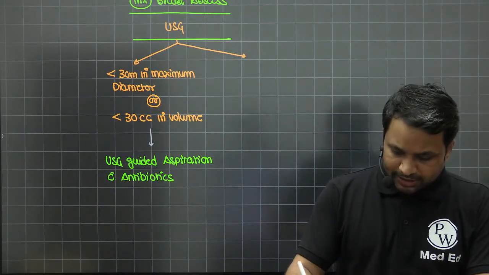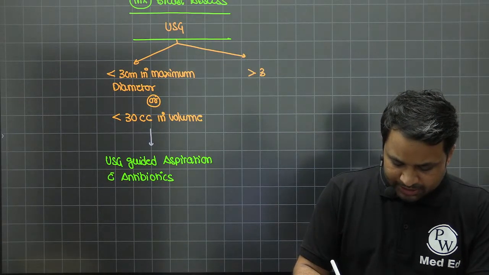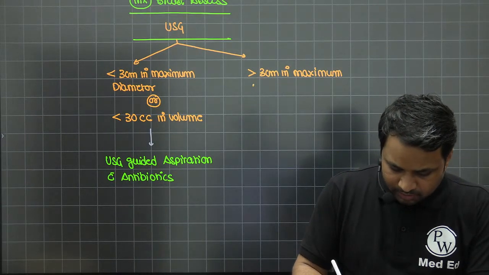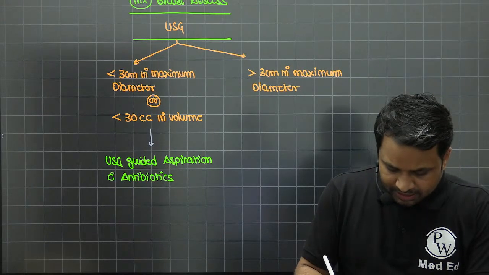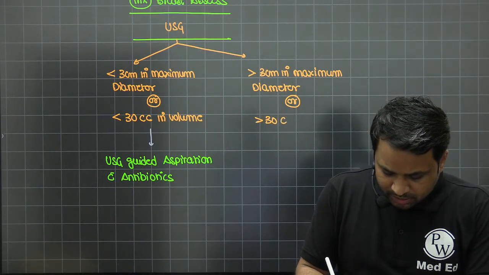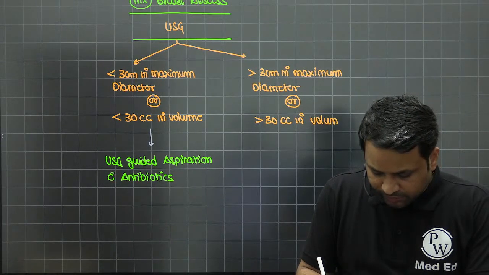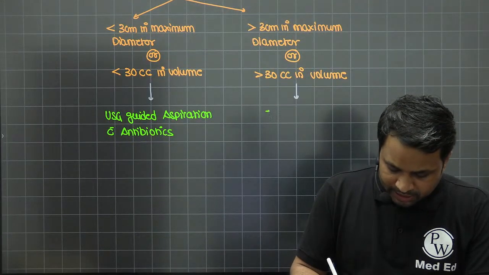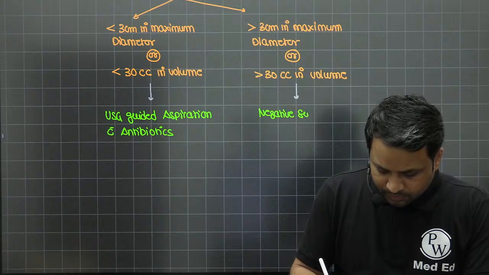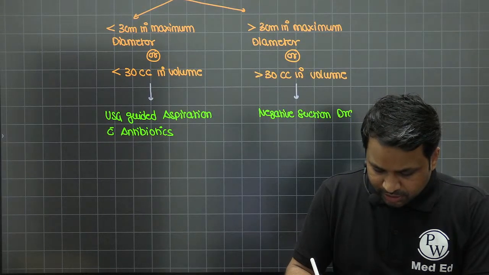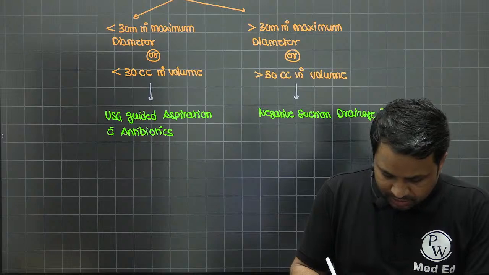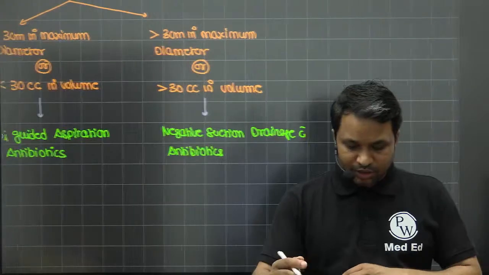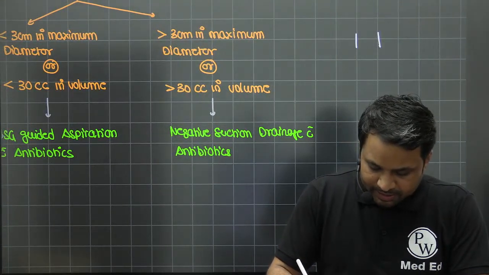We'll talk about it. On the other hand, if the abscess cavity is more than 3 centimeters in maximum diameter, or more than 30 cc in volume, here you will do a negative suction drainage with antibiotics. Now, what is this negative suction drainage?